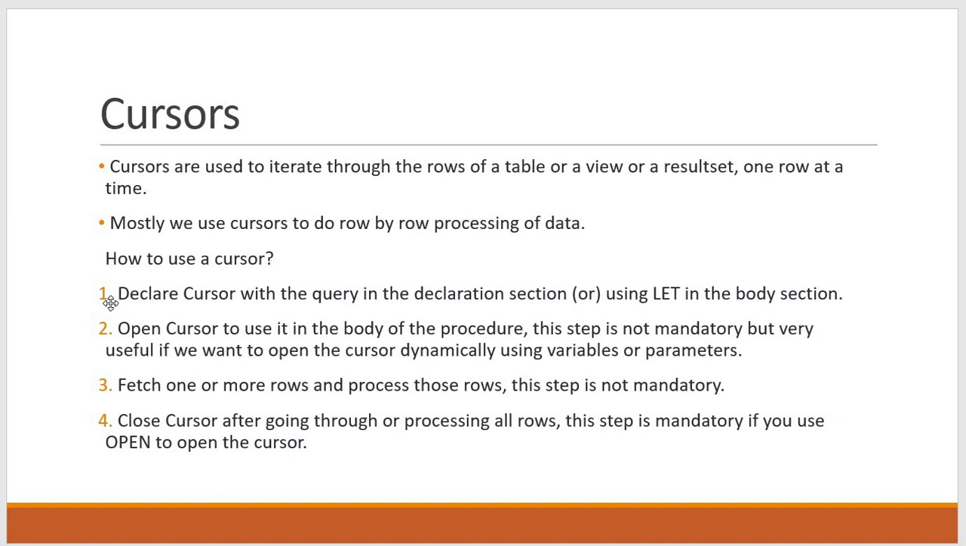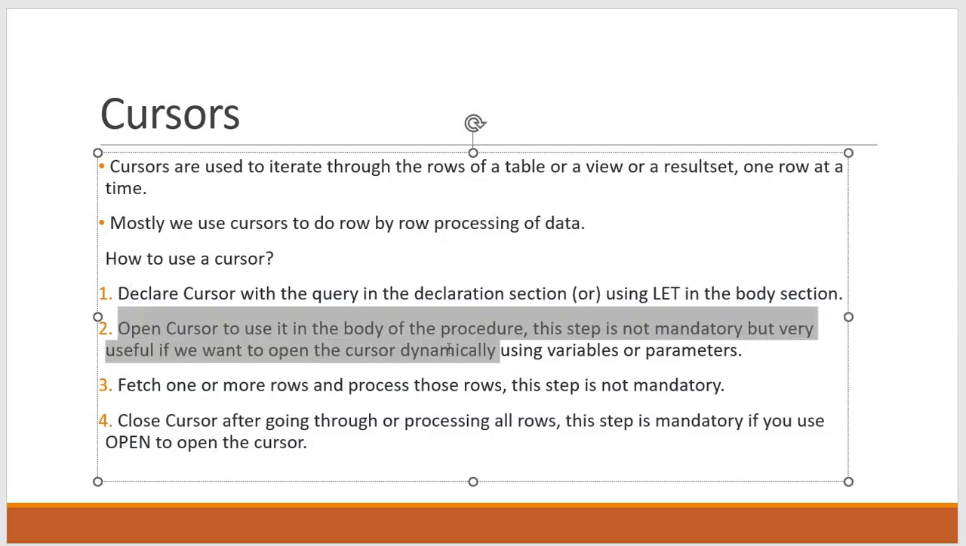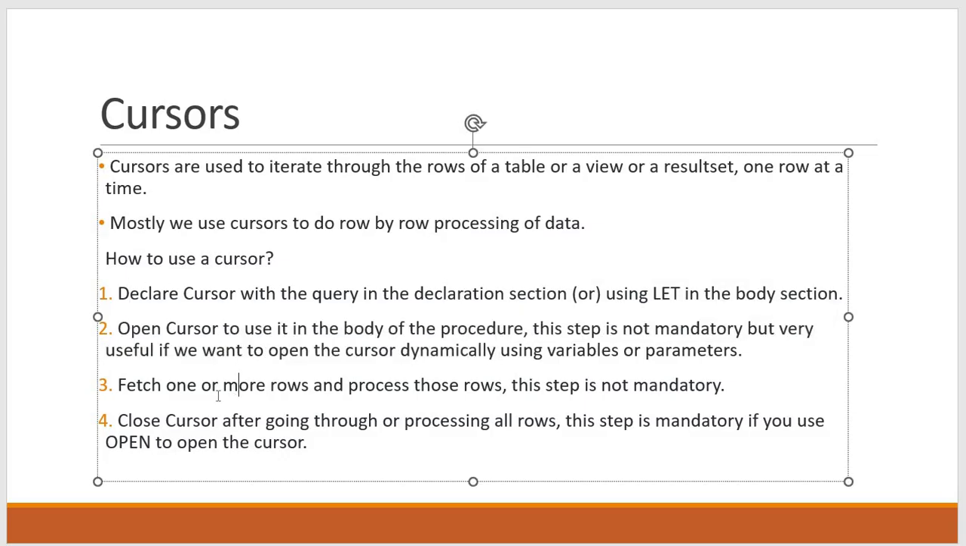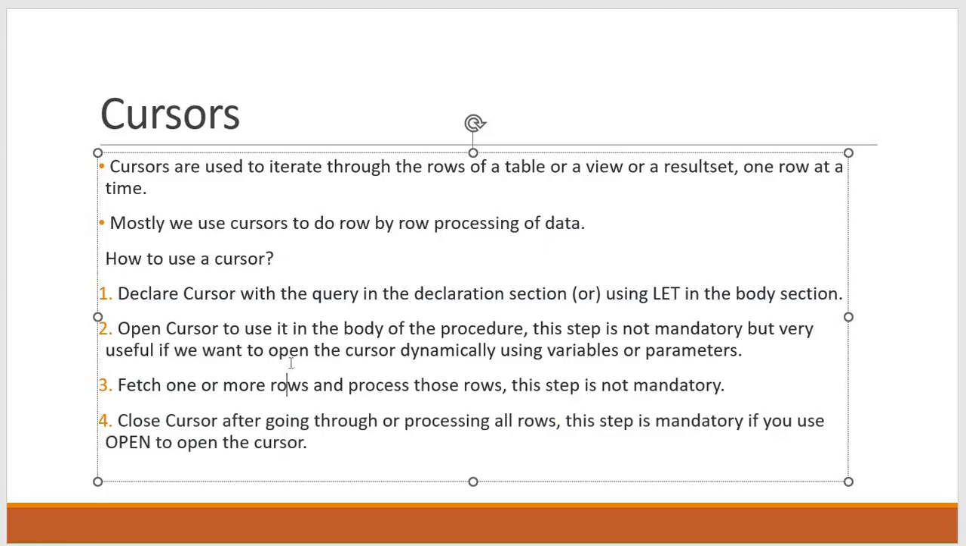It's simple. We have to declare a cursor in the declaration section, and we have to open that cursor in the body of the procedure, then fetch one row at a time and process that row. Once the cursor has finished processing all the rows, then close the cursor. Let's discuss these steps in detail.